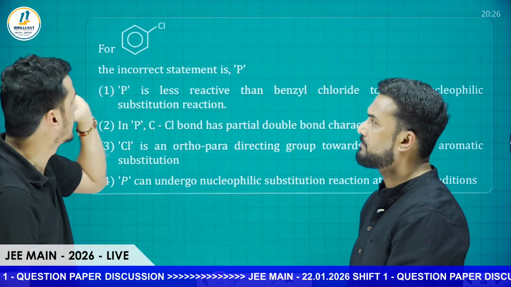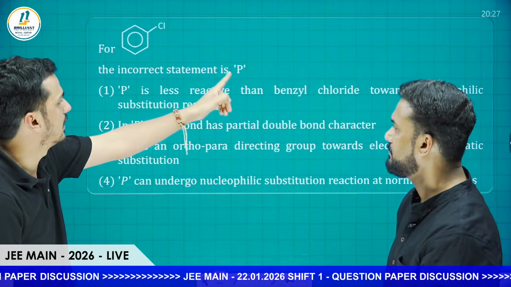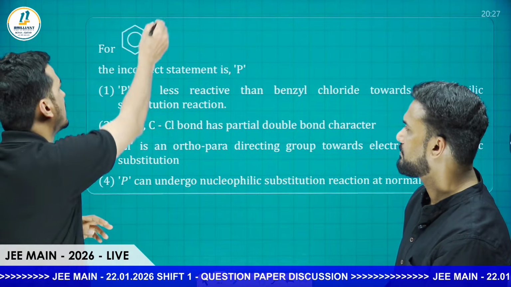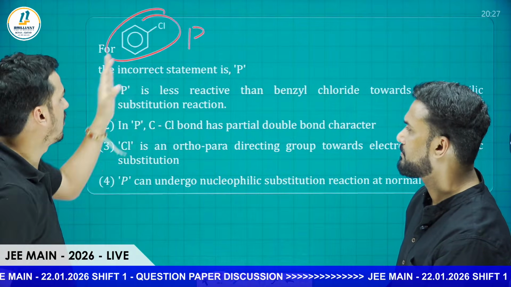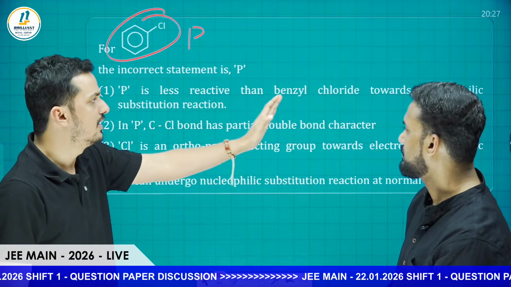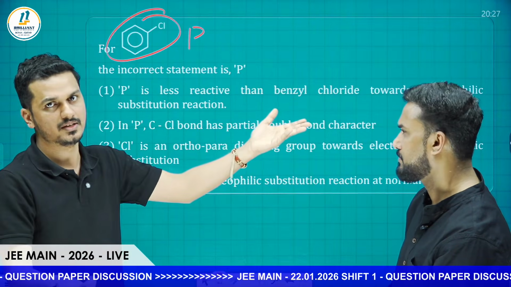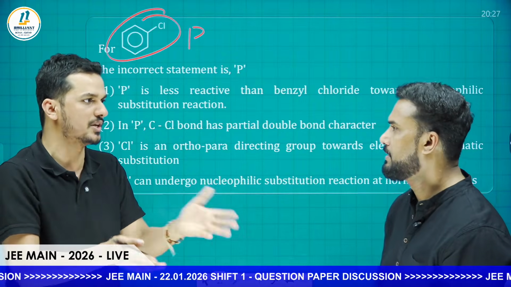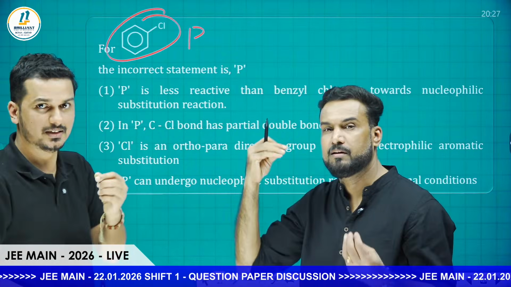See here, chlorobenzene is there. The incorrect statement about this chlorobenzene is the question. So this chlorobenzene is less reactive than benzyl chloride. Of course, benzyl chloride can undergo an SN1 reaction because the benzyl carbocation is stable. This is one statement you are learning.